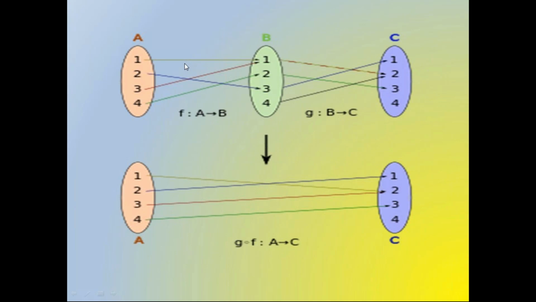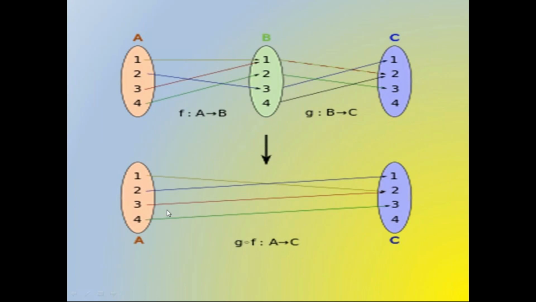That's why I have given different colors for the combinations for the functions. F from A to B, 1 to 1, but G from B to C is 1 to 2. So the final resultant function, G composite F, is from 1 to 2. Similarly, 2 to 3 and 3 to 1 will give us 2 to 1.